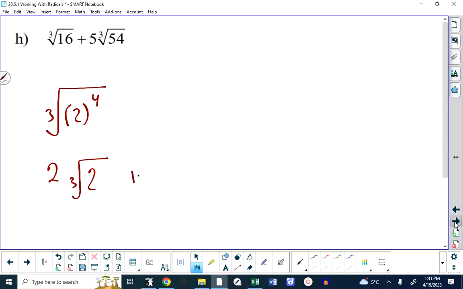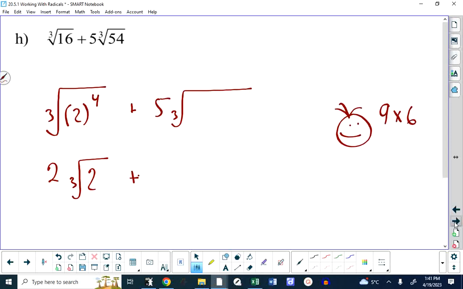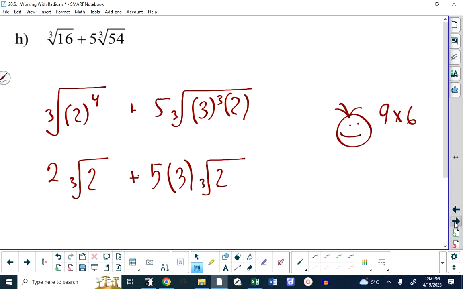And then plus, what do we have? 5 times the cube root of 54. You have to figure out what 54 is equal to. And in my mind, this is my thought process. 54 I know is 9 times 6. As soon as I know it's 9 times 6, I can write it all out. It's 3 times 3 times 3 times 2. So it's 3 to the 3 times 2. And I have a group of 3's that can go outside and join forces with the 5. Well, that's nice. I'm left with cube root 2's, which is what the other term was.